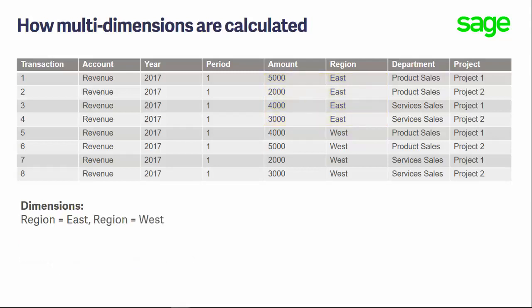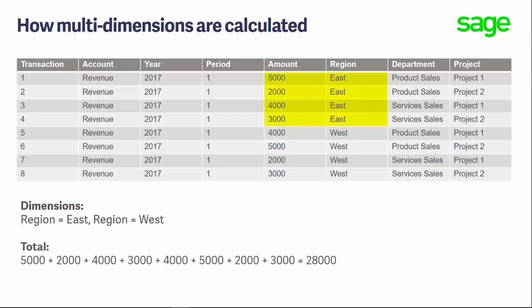Let's now consider a slightly more complex example where 2 different tags are selected for the same dimension: region equal to East and region equal to West. Here, because the 2 tags are part of the same dimension, the amounts of all transactions which meet the first condition or the second condition, after any other filters have been applied, will be added up, giving a total of 28,000.